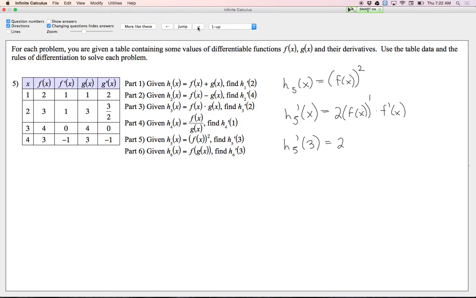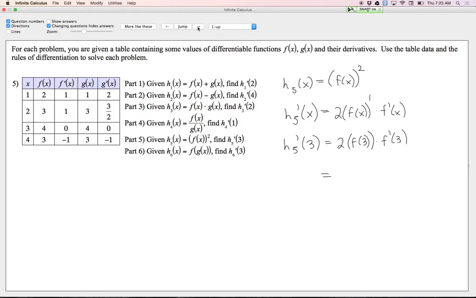Two times, this would be f of 3 times f prime of 3. So then you just look at the table. It'll either be given in a table or a graph. They'll either have the graph of h, in this case h5, or they'll have a table for h5. Well, we got a table for f and g.